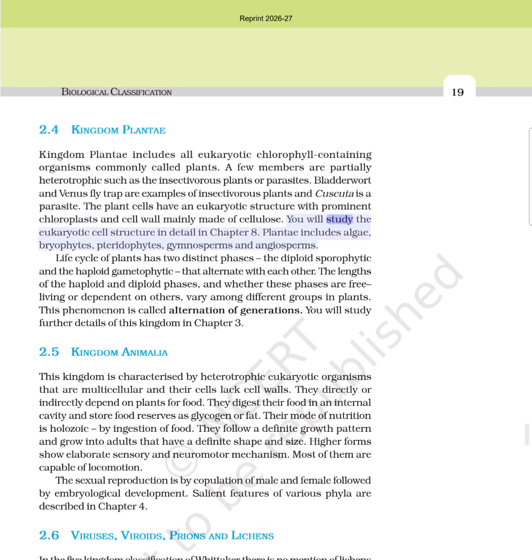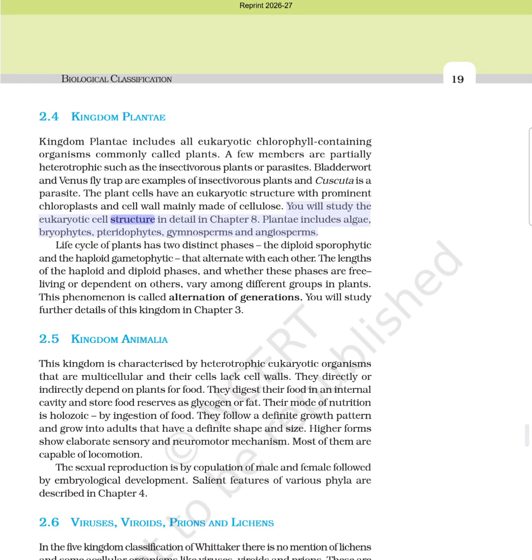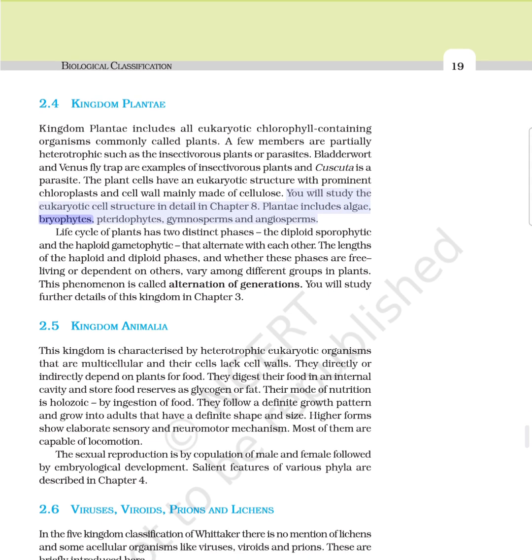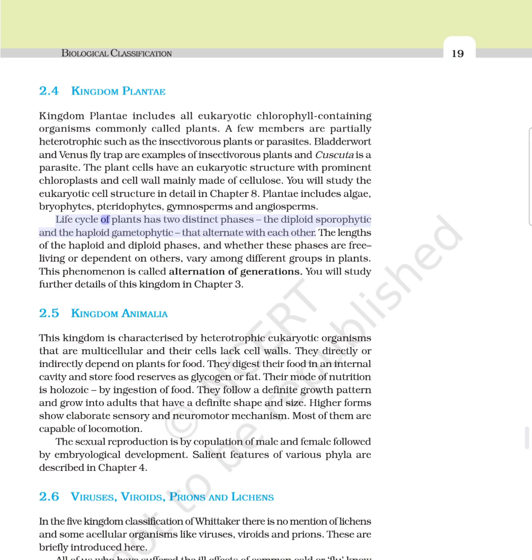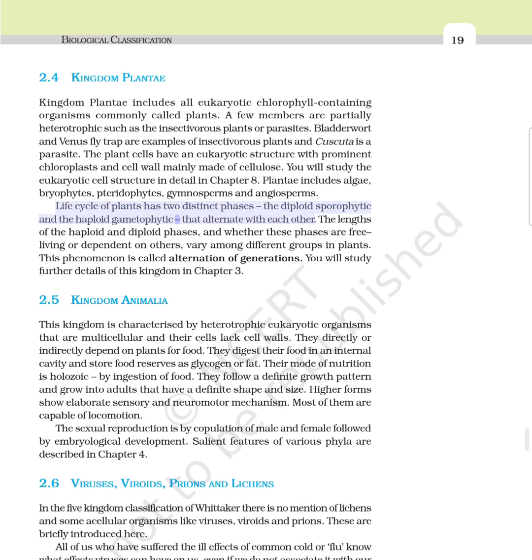You will study the eukaryotic cell structure in detail in Chapter 8. Plantae includes algae, bryophytes, pteridophytes, gymnosperms and angiosperms. The life cycle of plants has two distinct phases, the diploid sporophytic and the haploid gametophytic, that alternate with each other.